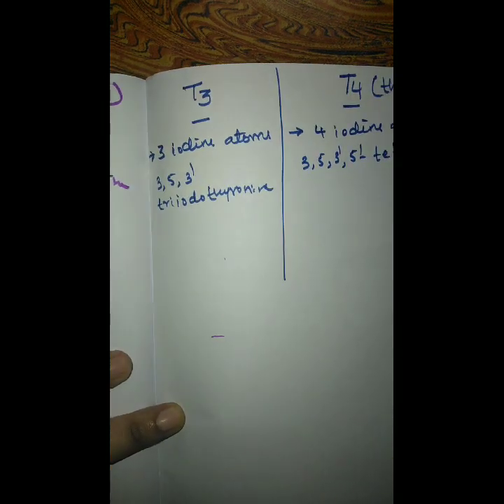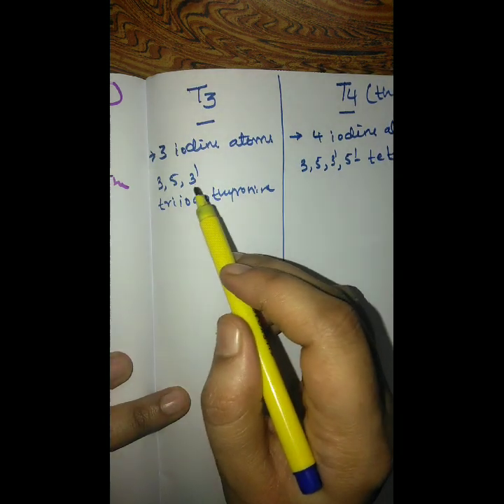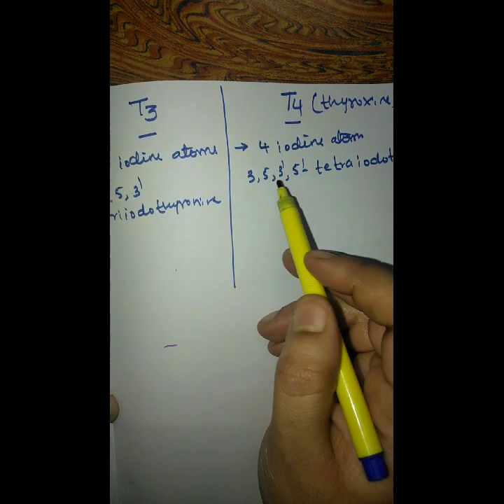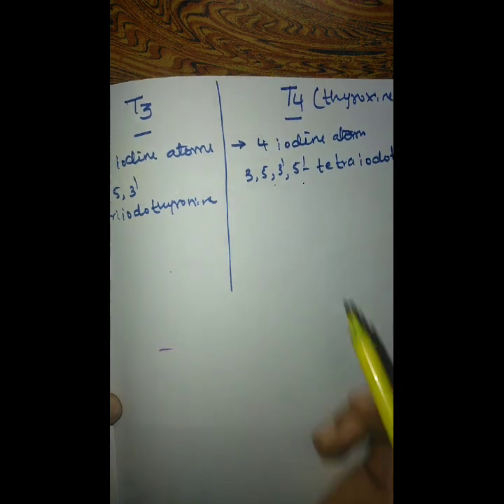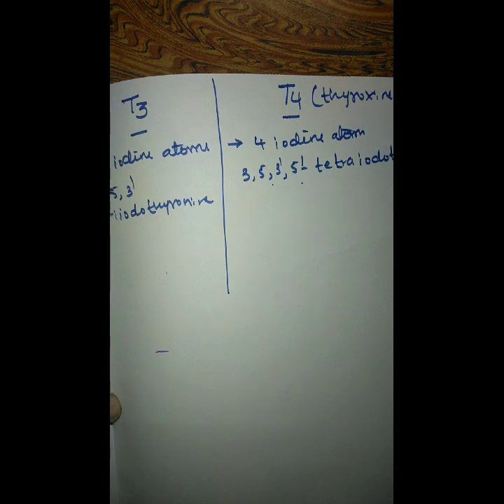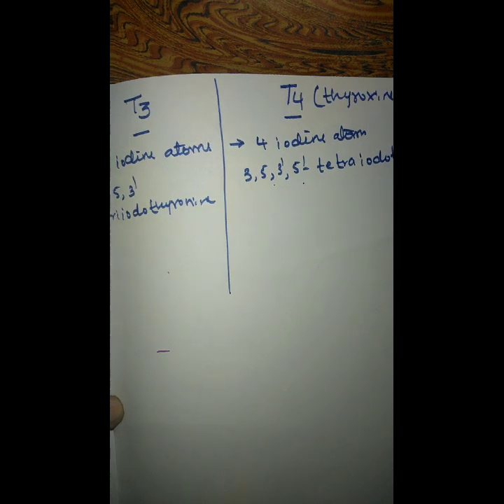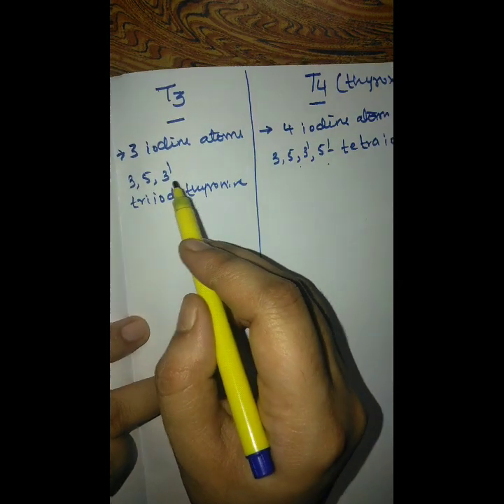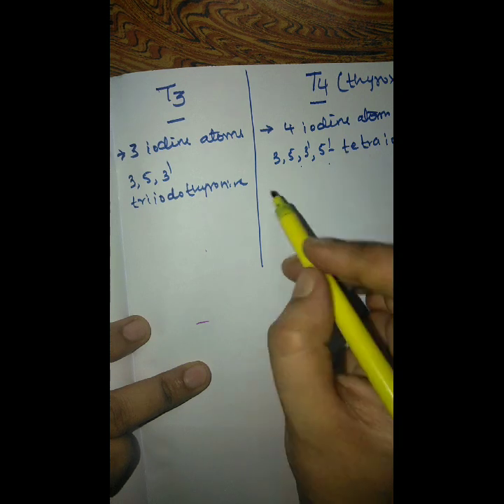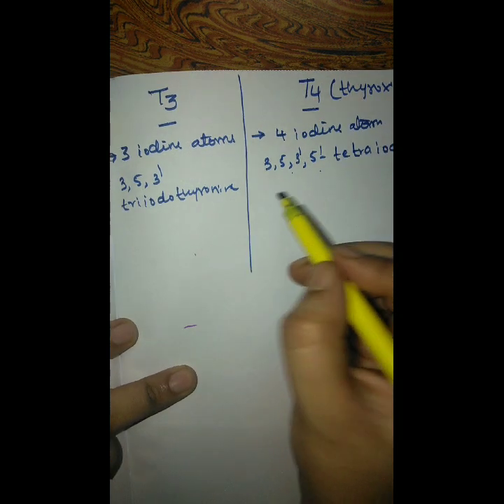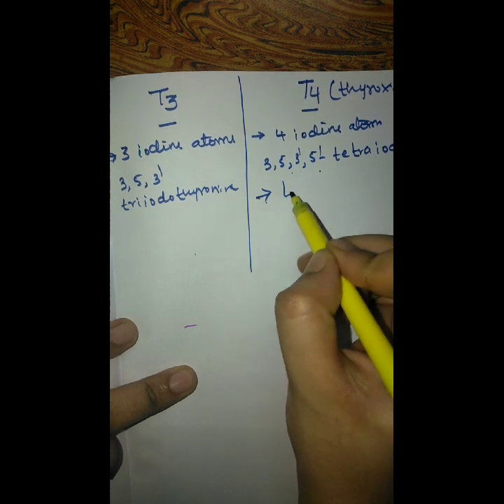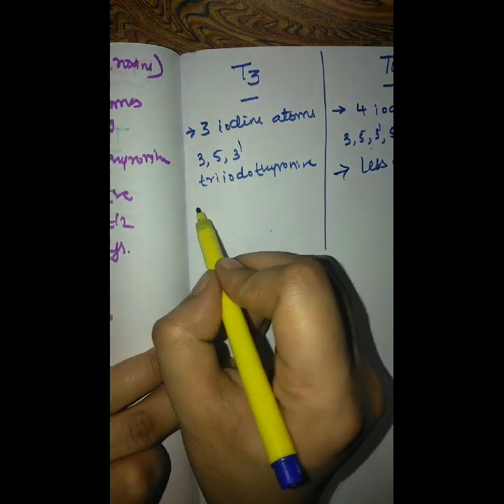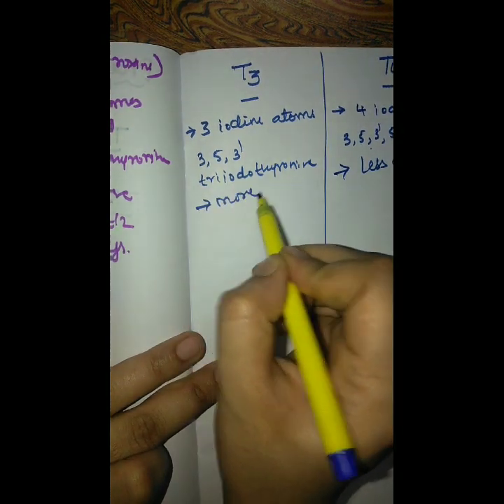Next, as you can see, in T3 we have just one place where you can see a prime, but in T4 you can see prime in two places. It is said that when the number of primes is more, the compound is less active. So the more the prime, the less active it is. So T4 is less active, and T3 is more active.